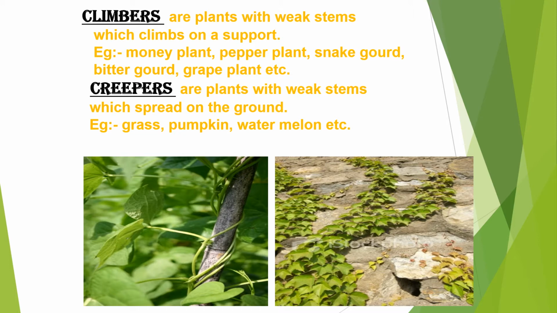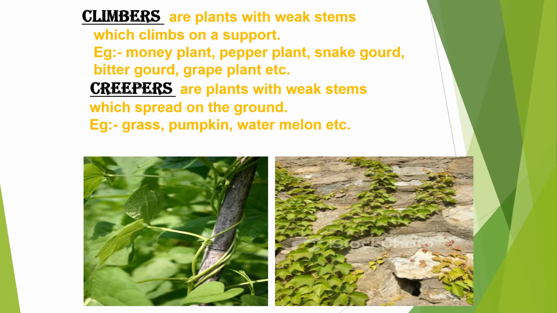Climbers are weak-stemmed plants which climb on a support. That is, if you keep a stick near it, or if there is an obstacle near it, if there is a tree growing near it, the climber tries to climb on the support. Such plants are called climbers. Examples are money plant, pepper plant, snake gourd, bitter gourd, grape plant, etc.